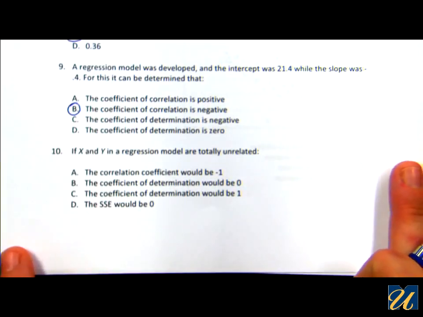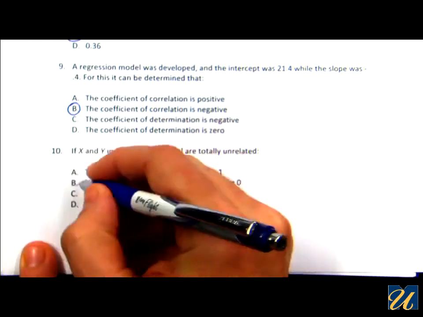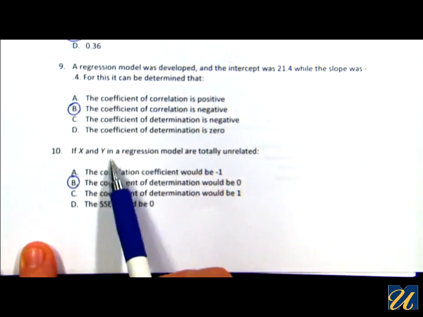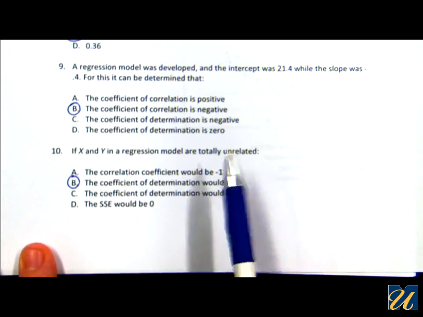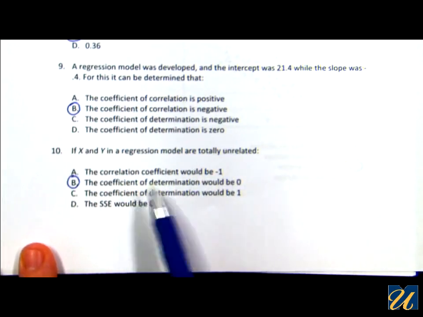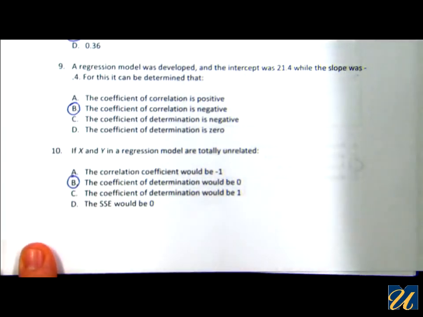If x and y in a regression model are totally unrelated, that means that the coefficient of determination will be 0. If x and y are totally unrelated, that means that R is equal to 0, and if R is equal to 0, R squared will also be equal to 0.